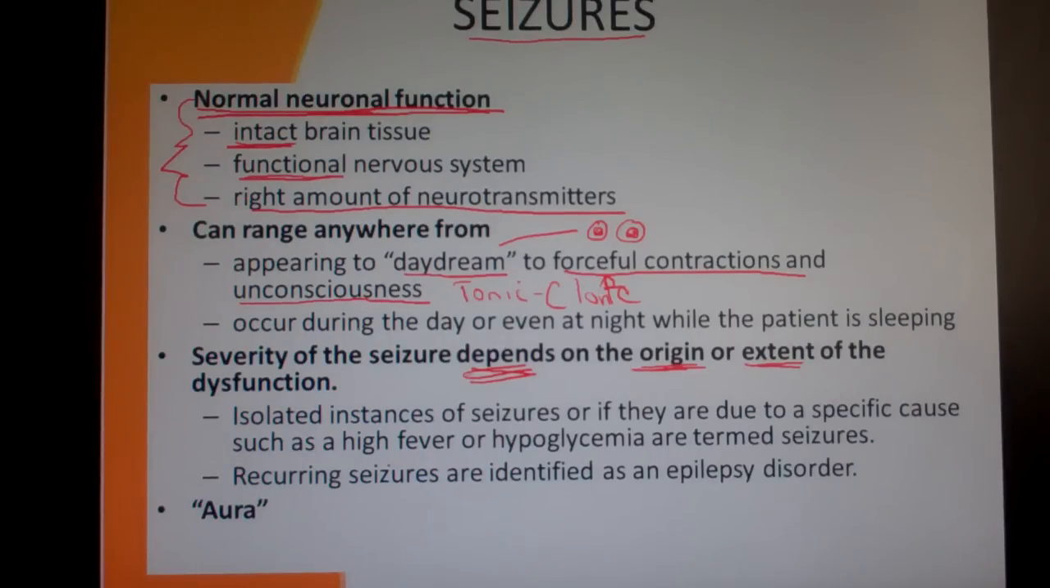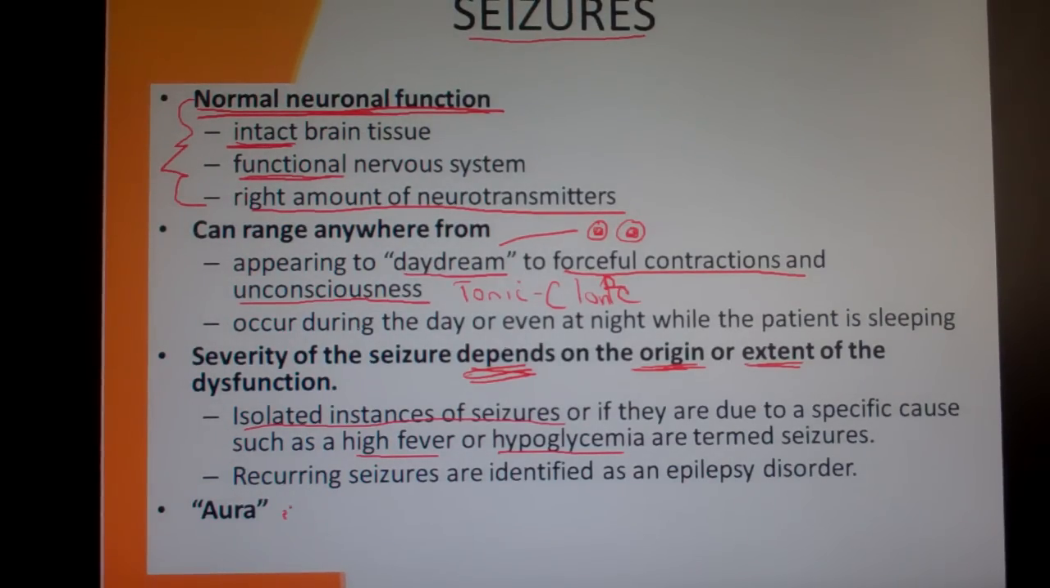Again, you can have isolated instances of a seizure. You do not have epilepsy, but an isolated instance of a seizure if you have, like, a high fever or even hypoglycemia. Again, it's not epilepsy. You're just having a seizure because of a high fever or because of hypoglycemia.